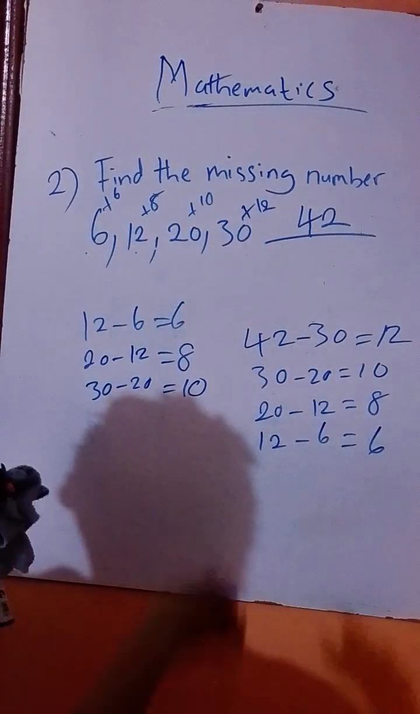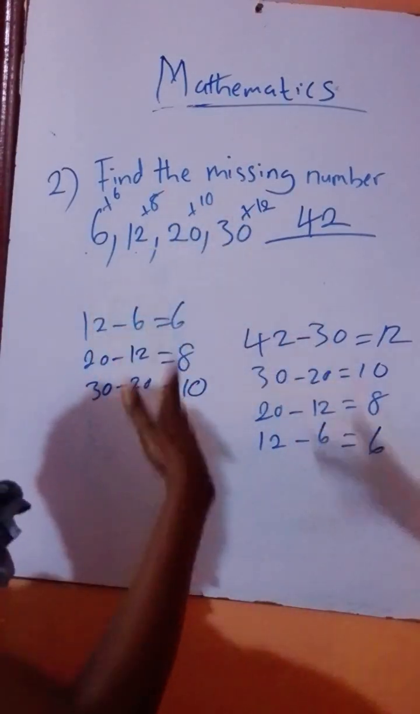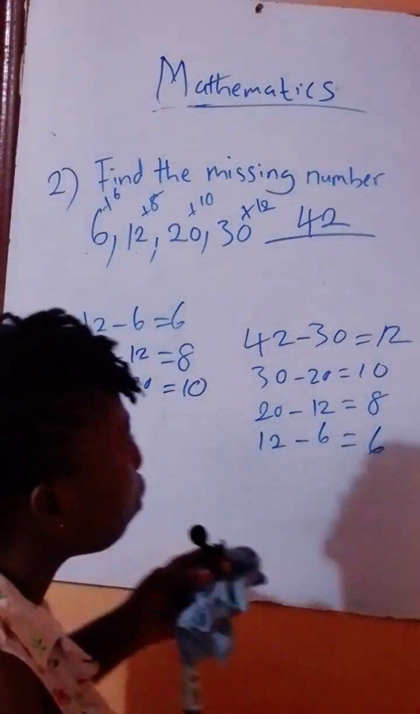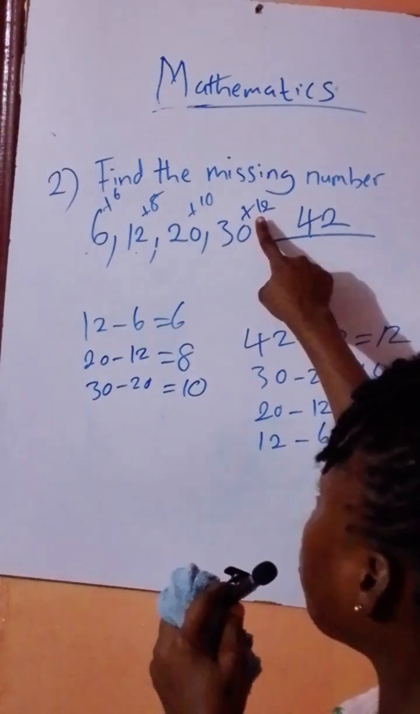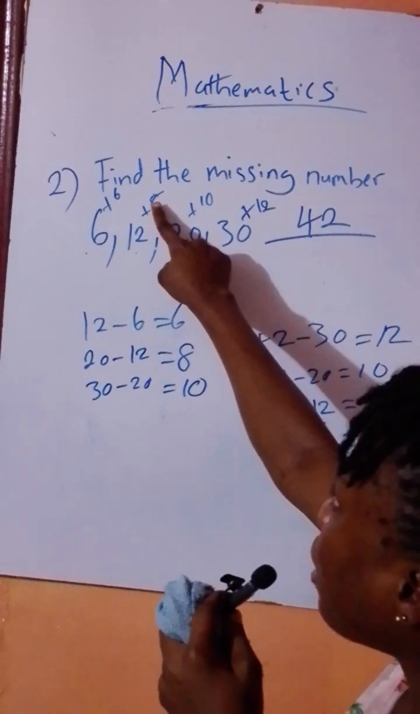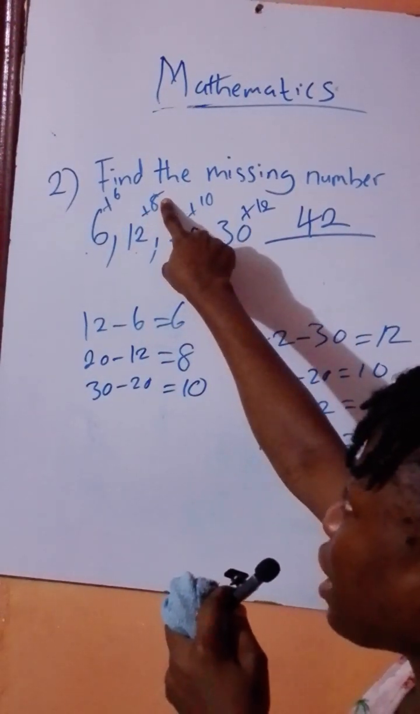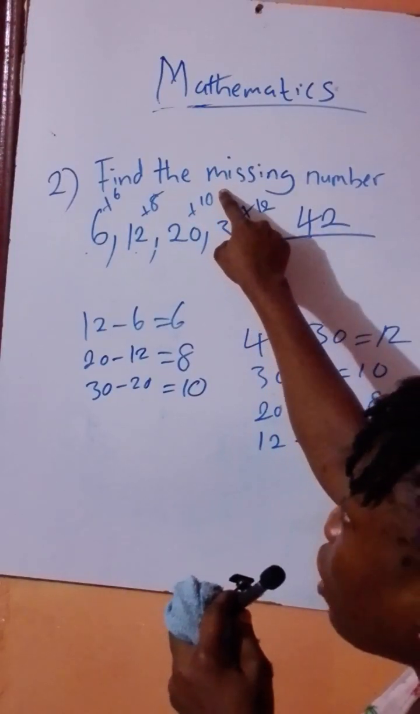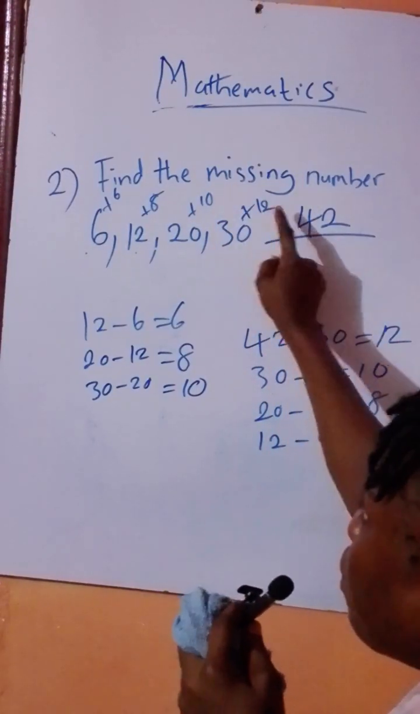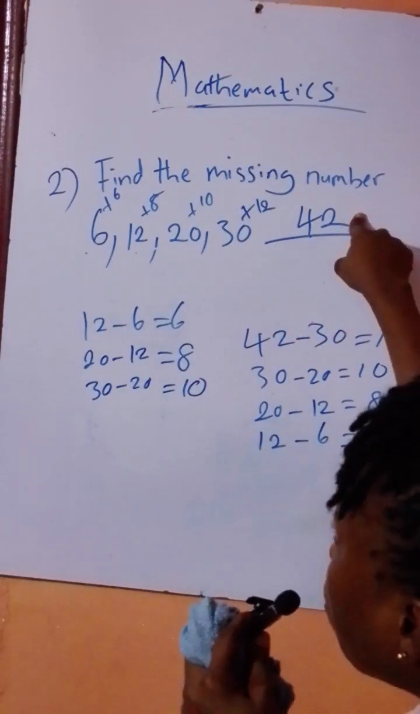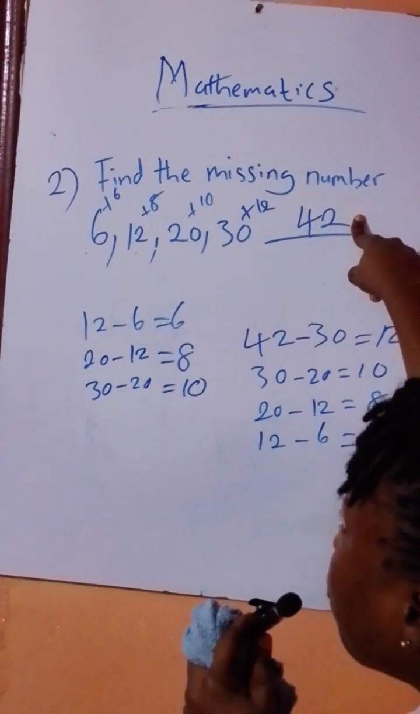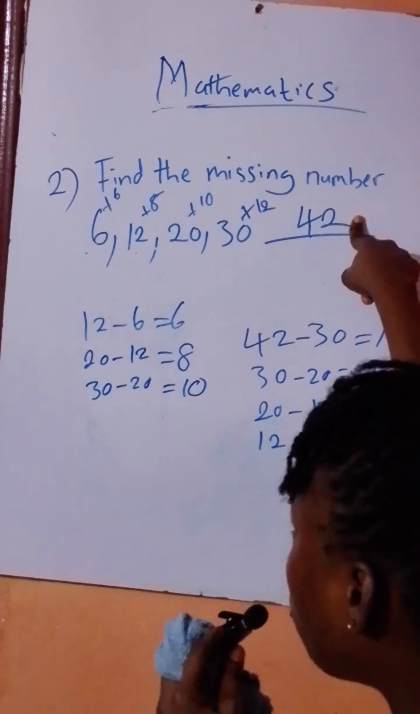Then because it's increasing by 2, we add an extra 2. If we add an extra 2 to this 8, it gives us 10. We add an extra 2 to this 10, it gives us 12. That means 30 plus 12 is going to give us 42. That is, 42 is our next number.